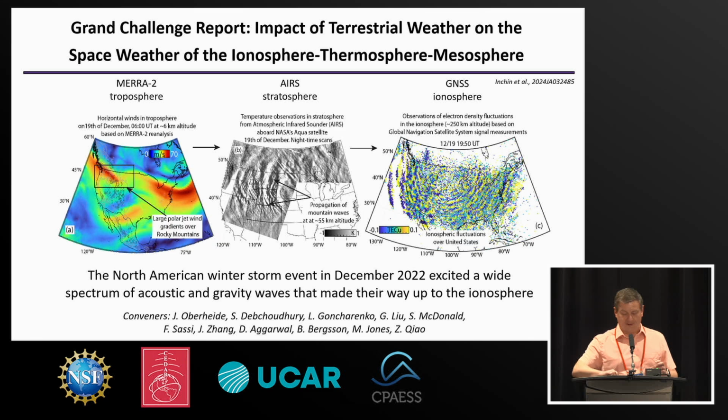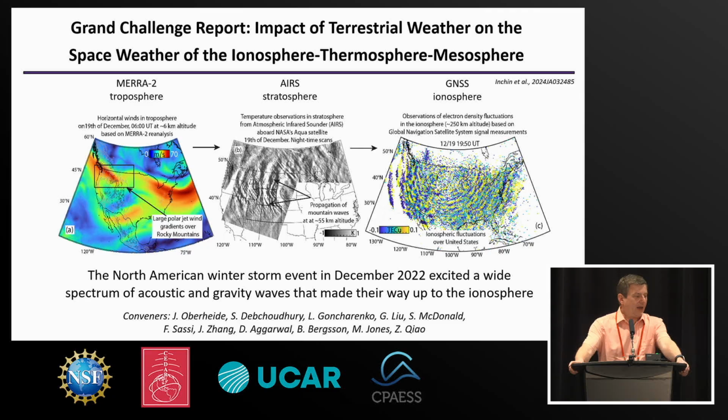Good morning, everyone. I'm Jens Oberheit from Clemson University, and I'm ready to give the presentation. We are in year 3 of this grand challenge about the impact of terrestrial weather on the space weather of the ionosphere, thermosphere, and mesosphere. On my title slide is some work that Pavel Inchin and co-authors did in 2024. I think it summarizes quite nicely, without too many words, what this whole thing is about.